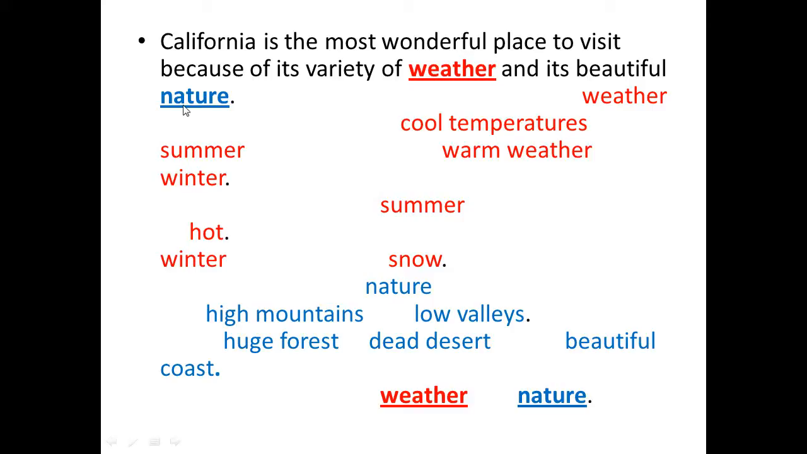Second half, nature in blue. Let's see if these words are all associated with nature. Nature, high mountains, low valleys, huge forest, dead desert, beautiful coast. Weather, back here, nature, back here. This is the concluding sentence at the end of the paragraph. It mentions both things again. So the answer is yes. This writer used content words effectively to stay on track and to give the reader enough concepts, enough words to help keep their mind focused on the meaning.